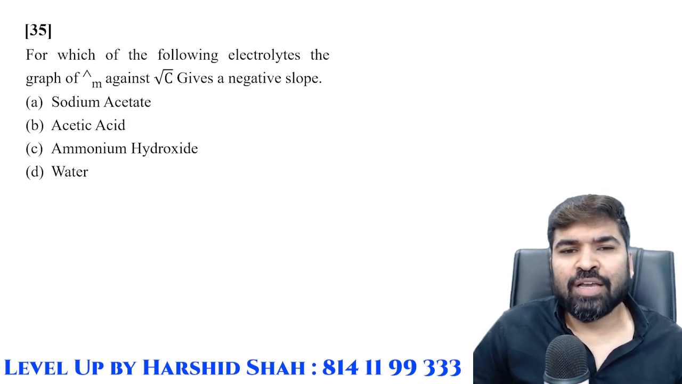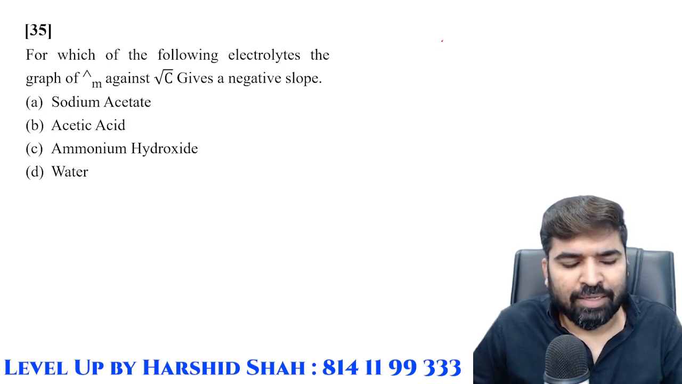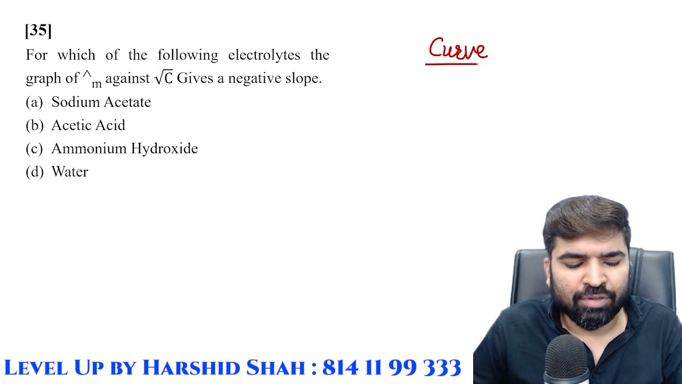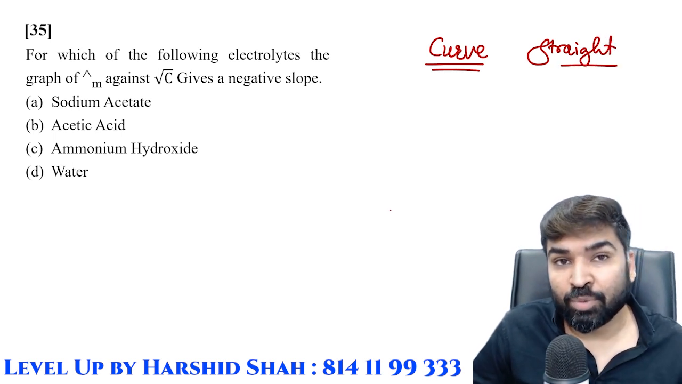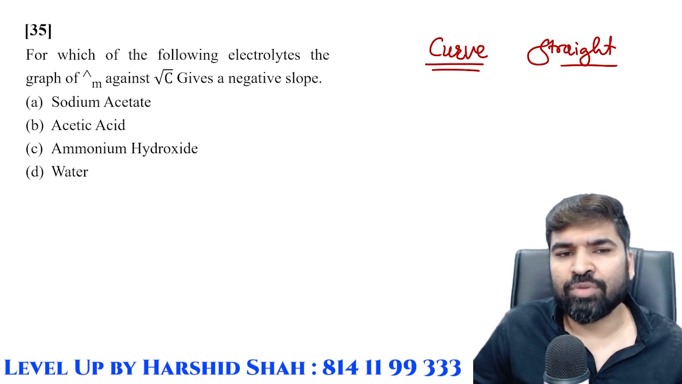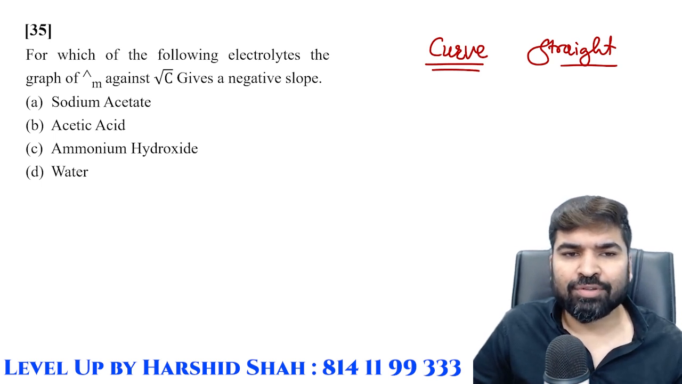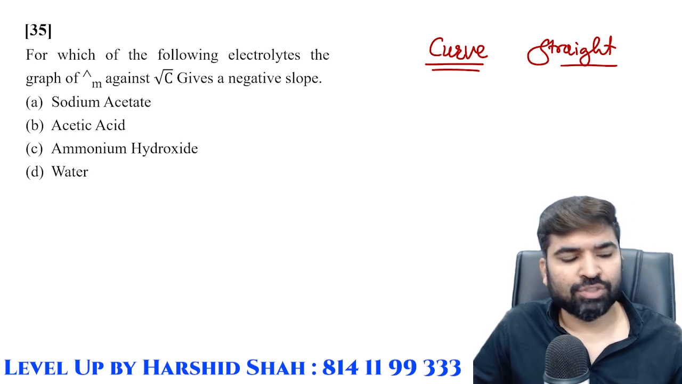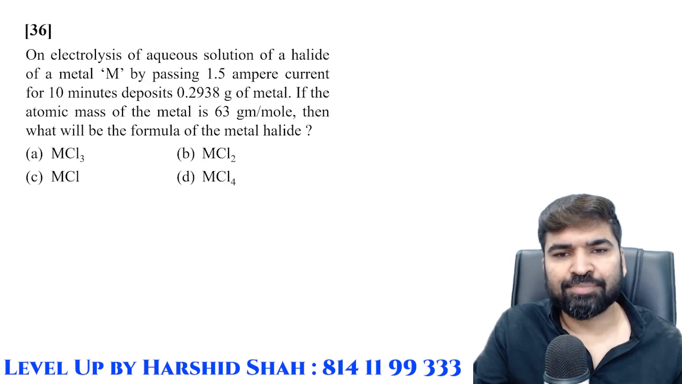For which of the following electrolytes does the graph of lambda m versus square root of concentration give you a negative slope? If we talk about slope, definitely it should not have the curve. It should have the straight line, right? It can have different slopes at different points in the curve, but for a straight line it's always equal slope. So it should be the strongest of all. इस चारों में से strongest कौन है? Acetic acid, ammonium hydroxide और water से strong होने वाला है sodium acetate. That will be your answer.